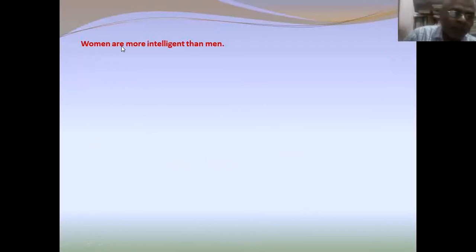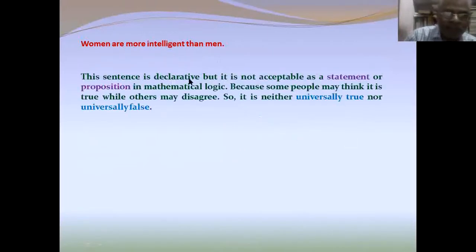For example, "women are more intelligent than men." Someone says it is true, someone says it is not. This sentence is declarative, but it is not acceptable as a statement or proposition in mathematical logic, because some people may think it is true while others may disagree. So it is neither universally true nor universally false. Such a declarative sentence is also not a statement. That's why I told you that not all sentences are statements, but all statements are sentences.